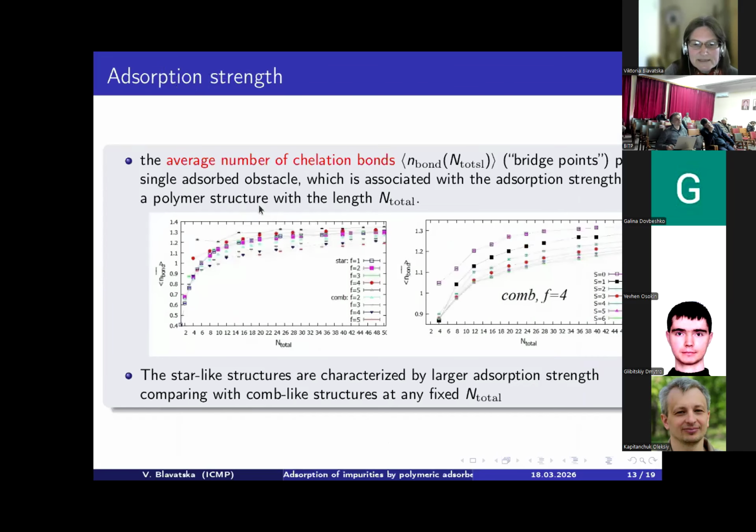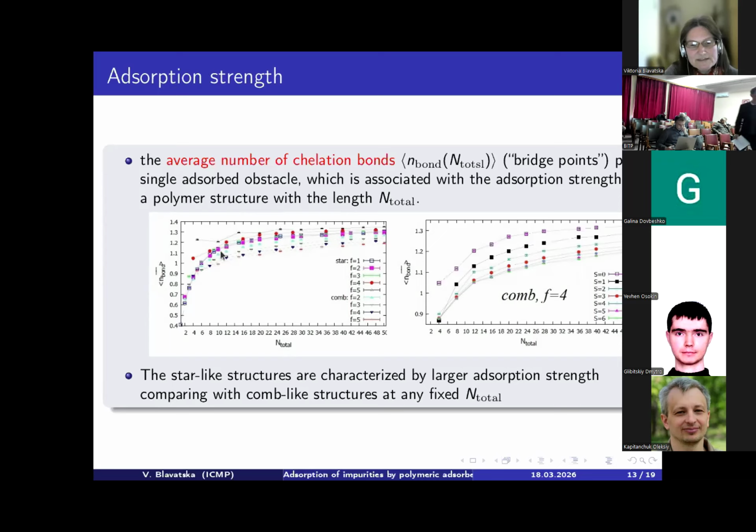Again, we consider this quantity, the average number of bonds established between a single pollutant particle and branches of the polymer structure, as a function of total molecular weight at different numbers of grafted chains. Again, we start with F equal 1, which is just one single chain. We have star-like structures and comb-like structures.